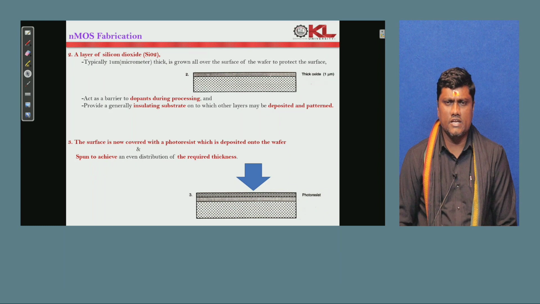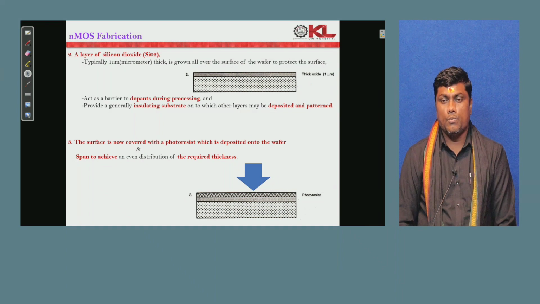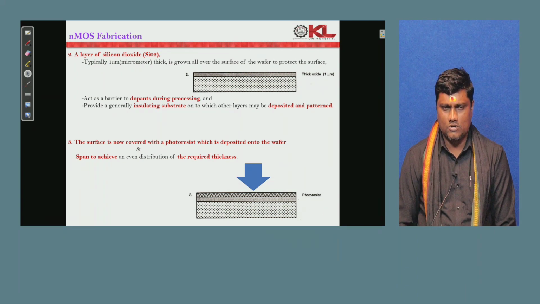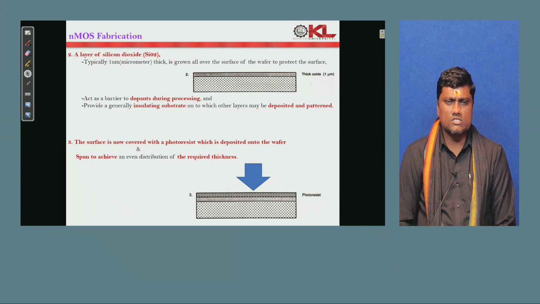The silicon oxide layer is deposited, usually thick, grown all over the surface of the wafer to protect the surface. It acts as a barrier to doping during the process and provides a general insulating substrate on which the other layers can also be deposited and patterned.